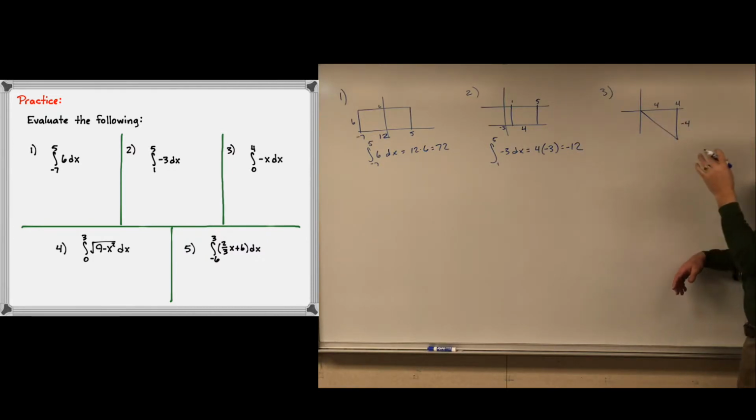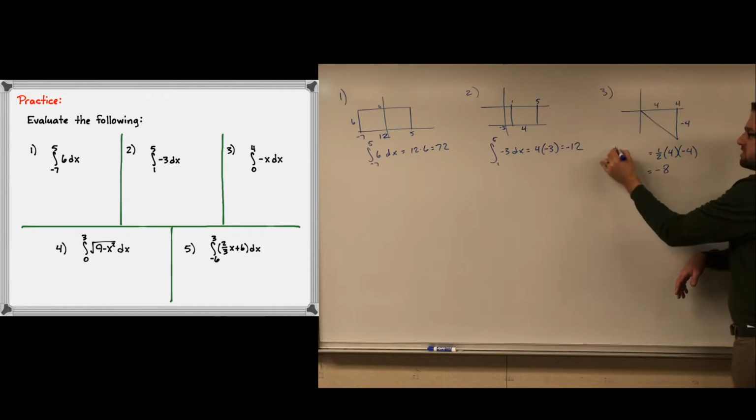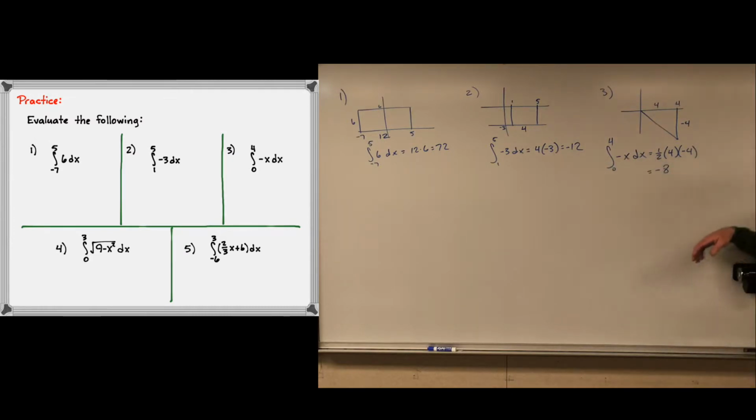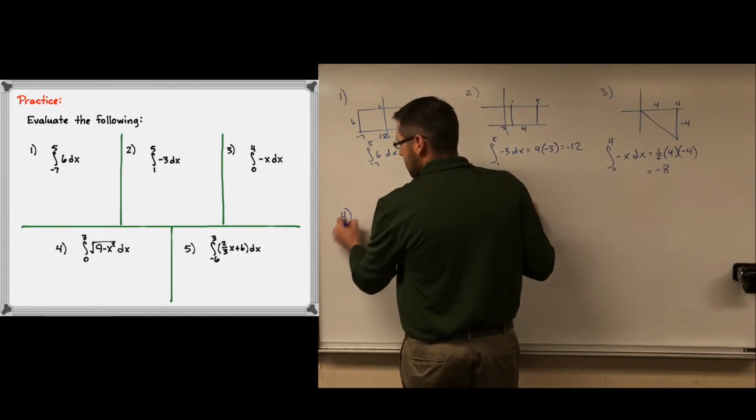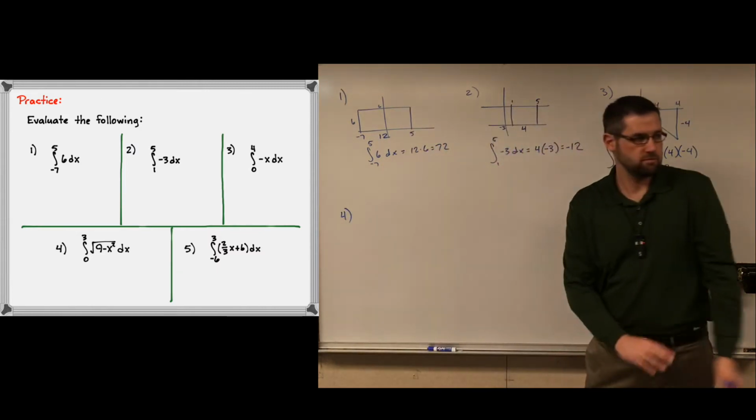So then the area of the triangle is 1/2 times 4 times negative 4, right? So that'd be negative 8. So that is the integral from 0 to 4 of negative x dx. Negative 8. Okay. And then 4. What do you guys know about this one?